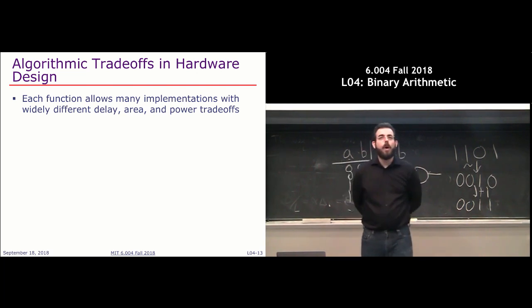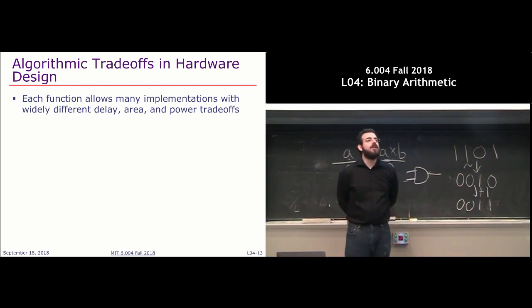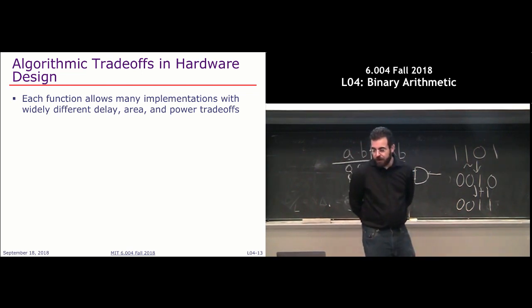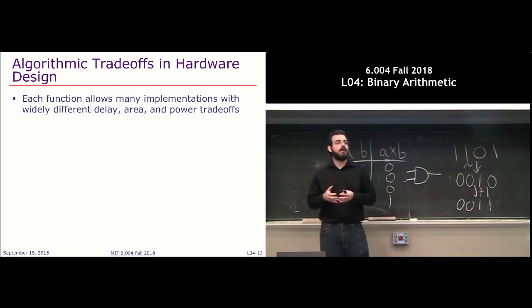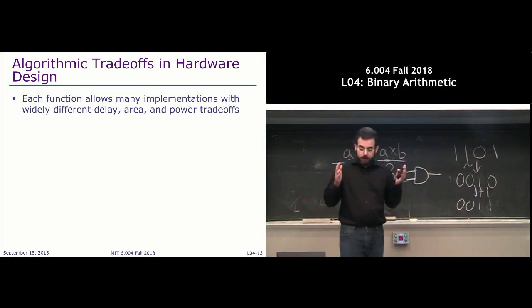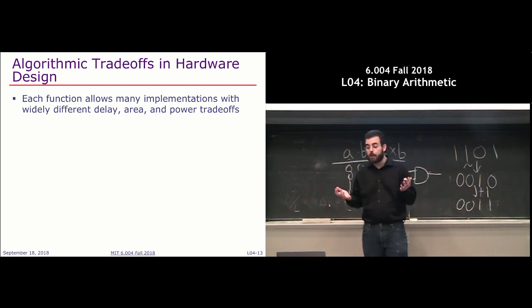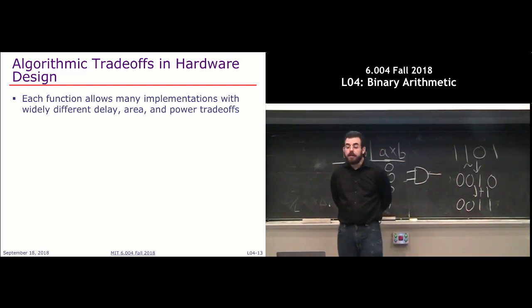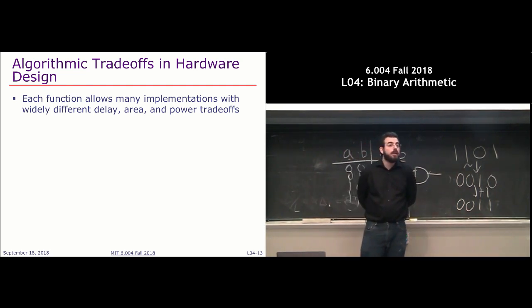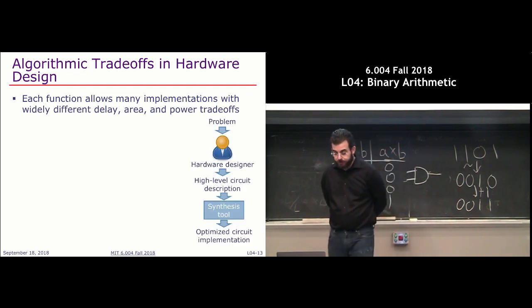And so the one thing that I want to convey is that hardware design and software programming or software design are no different in this respect, right? So you have many possible ways to implement each particular function. Each particular implementation will have some delay, some area, will consume some power. You typically care about some combination of all of those. And you need to use the right algorithms in your design to hit the right trade-offs.